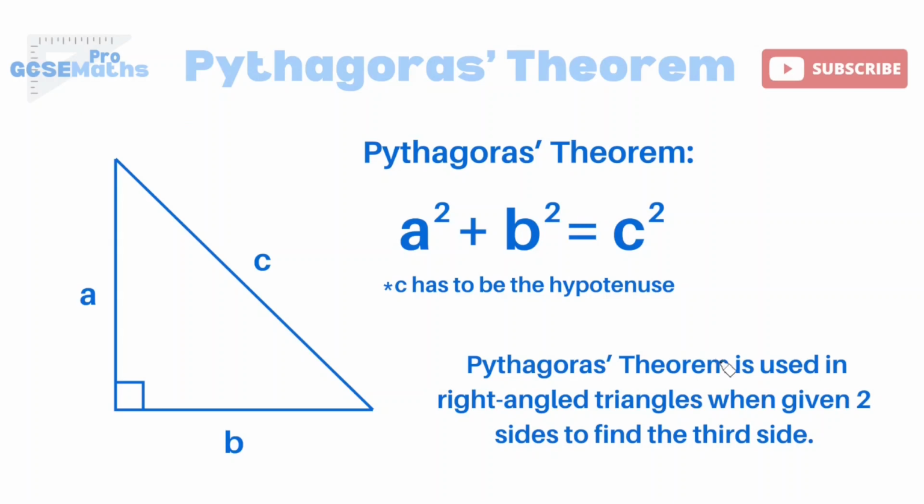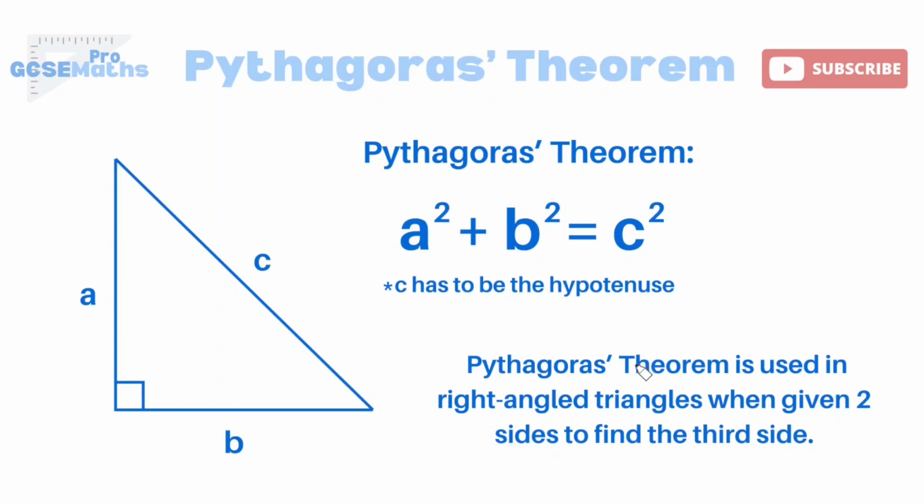So, what is Pythagoras' theorem even for? As you can see here, Pythagoras' theorem is used specifically in right-angled triangles. So they have to be right-angled triangles, when you're given two sides and then you have to find a third side. It could be any combination of two sides that you're told, and then you have to find whatever the third missing side is. So nothing to do with angles, just two sides given and one that you're finding out.